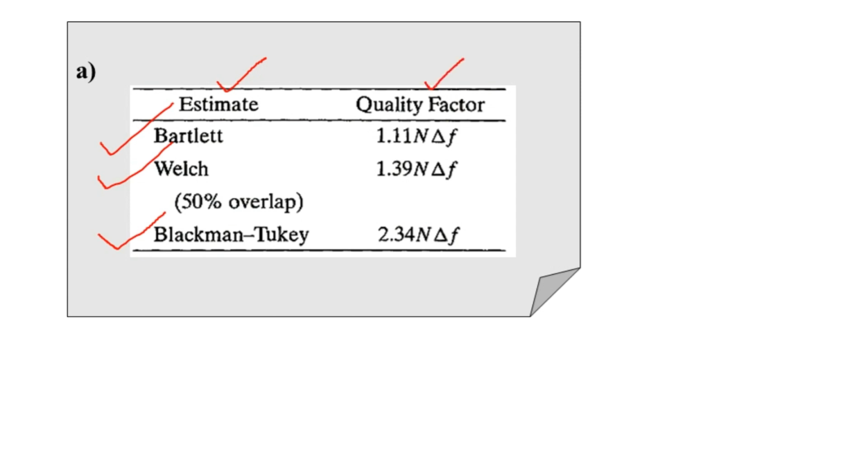And the second column is the formulations concerning the quality factor. These formulations are like, here we write Q is equal to 1.11 multiplied by capital N into delta F, the required frequency resolution, for the Bartlett method. Similarly, Q is equal to 1.39 multiplied by N into delta F, that is for the Welch method considering the 50% overlap. Now in this problem statement we are required to find the frequency resolution delta F for the Blackman-Tukey approach. So this formula is very important and we shall be making use of it.